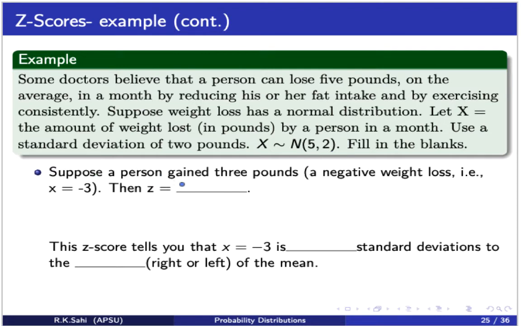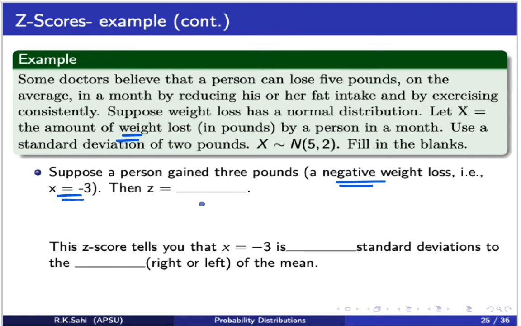Now here, suppose a person is gaining weight. So gaining weight means we are going on the negative. So here that means we're talking of a negative weight loss. Remember, weight loss is basically in a positive sense, but when you say if you gain 3 pounds, that means you're having a negative weight loss. That's what it amounts to. That means x is minus 3.